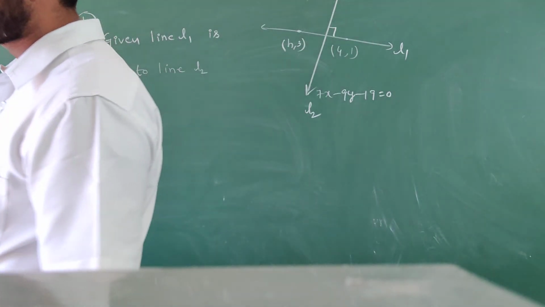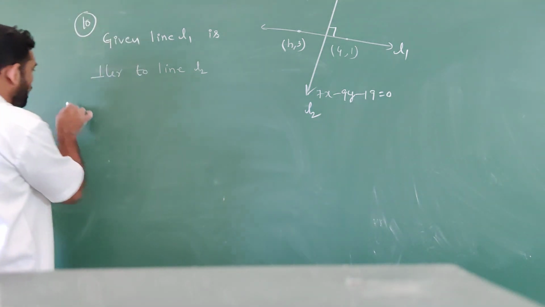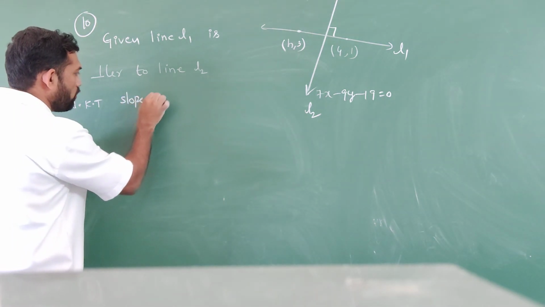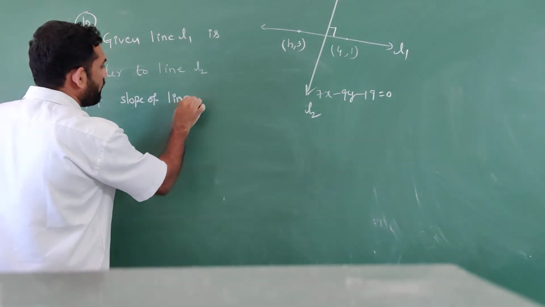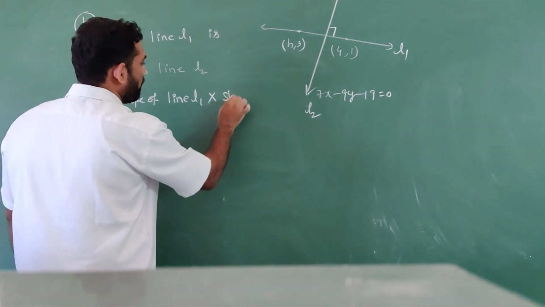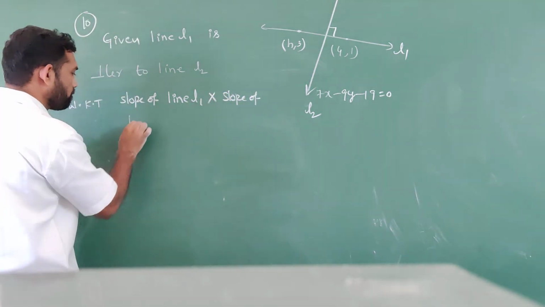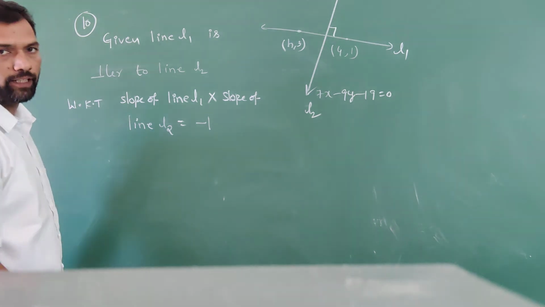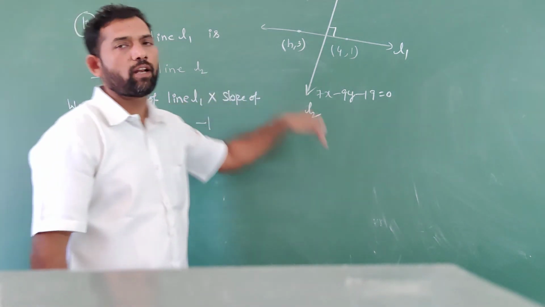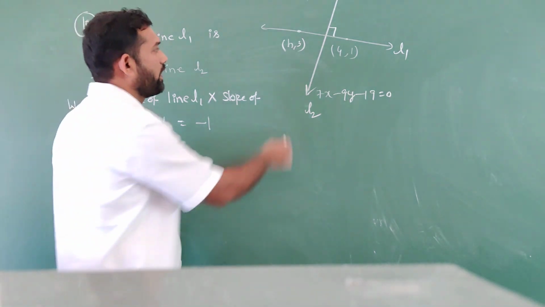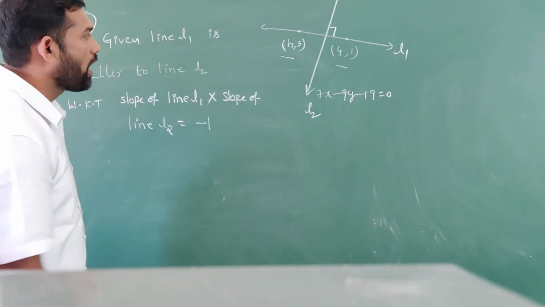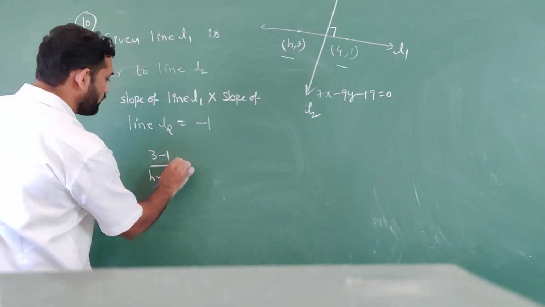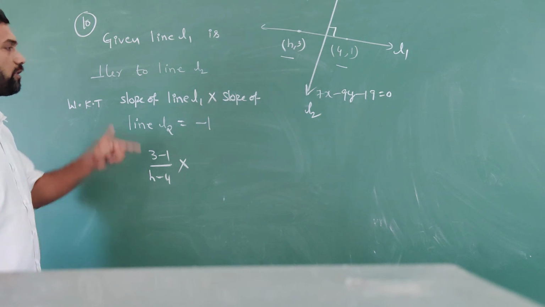So both are perpendicular to each other, what do we know? We know that slope of line L1 into slope of line L2 is equal to minus 1. Slope of L1: on L1 how many points are there? 2 points. So with the 2 points you have to write the slope. So 3 minus 1 divided by h minus 4. This is the slope of L1. Next, slope of L2.